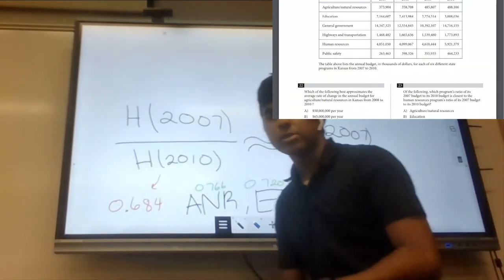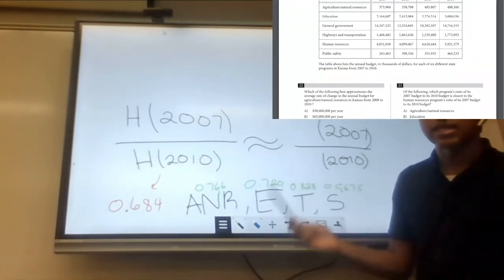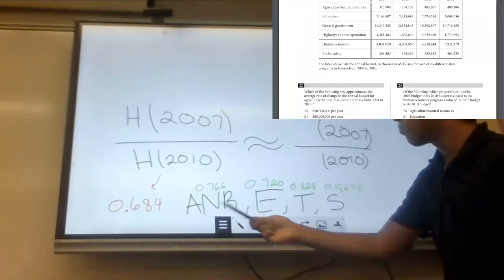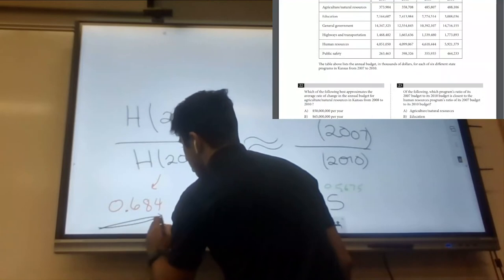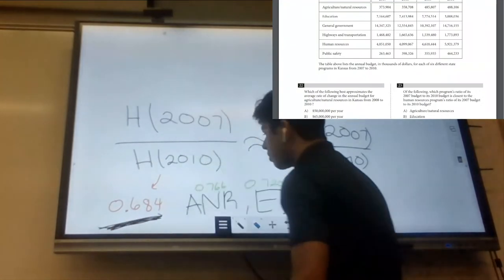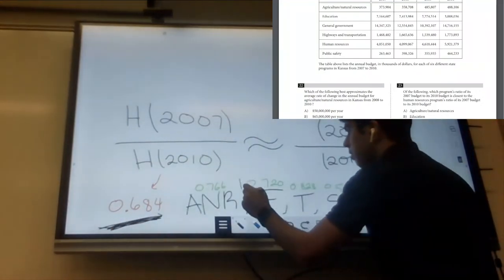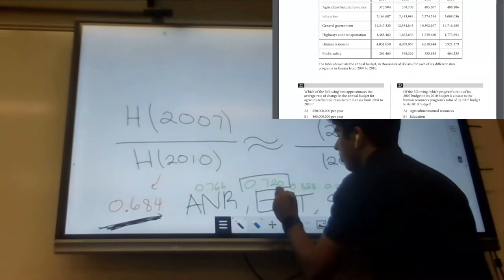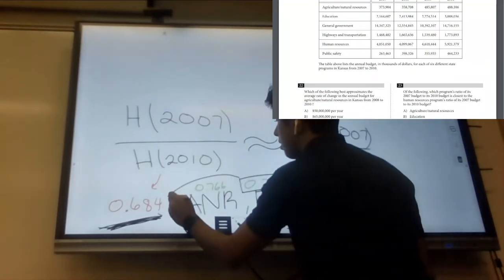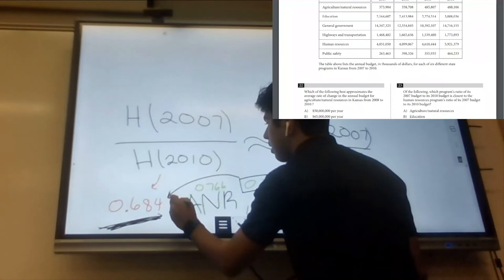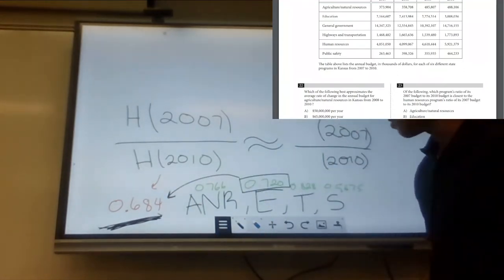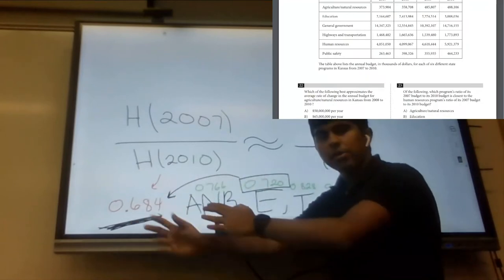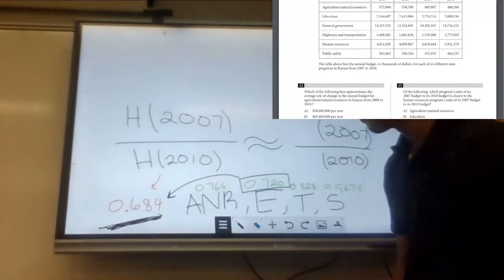We want the program ratio of 2007 budget to 2010 budget. So we did that. Now we have these four values, and this is the actual ratio it should be. So we can recheck all of these. This is the closest out of all of them. So as of right now, our answer seems to be education. But since none of these are particularly close to that, we have to redo all of them.